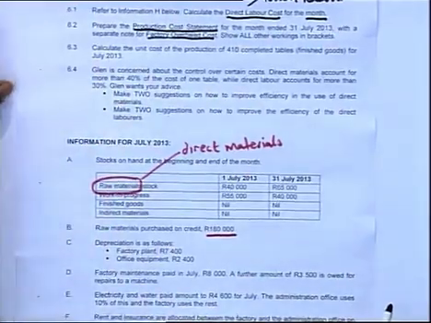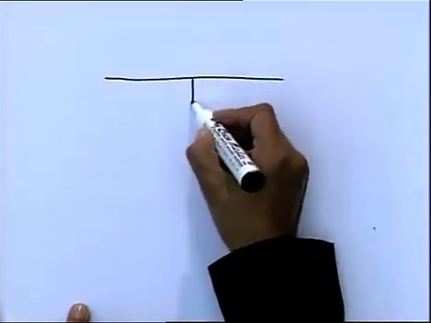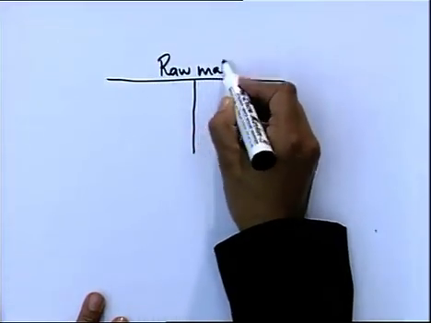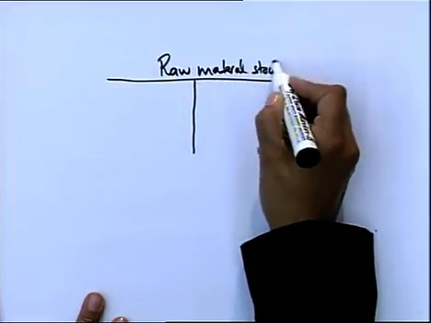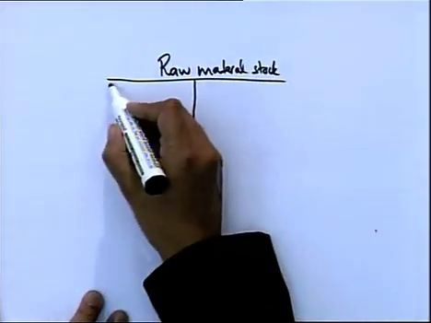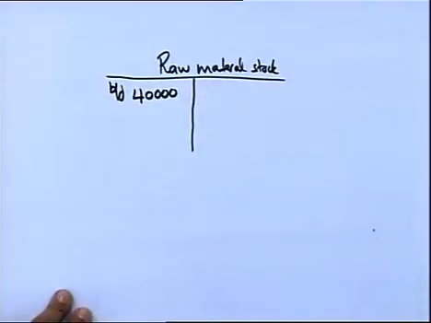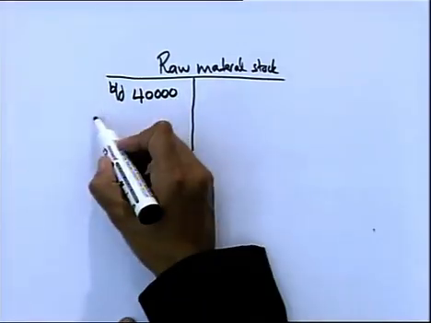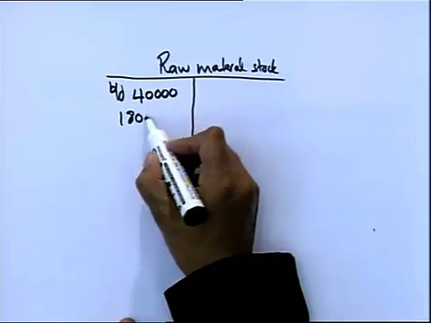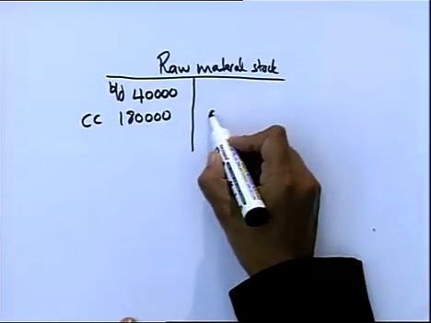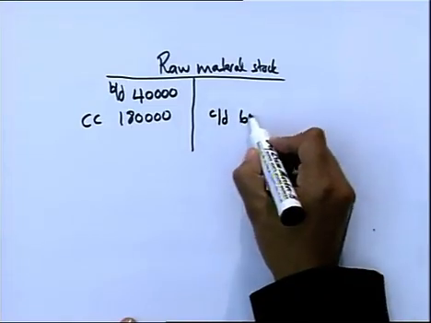I'm going to take, okay, if I draw my T account, my raw materials, or my raw material stock, okay, is an asset. So it has a debit balance. So the 40,000 is a debit balance. Then I bought an additional 180,000 rands worth of raw materials that I bought on credit, they say. So that will be creditor's control on that side. And I have a closing balance of 65,000.